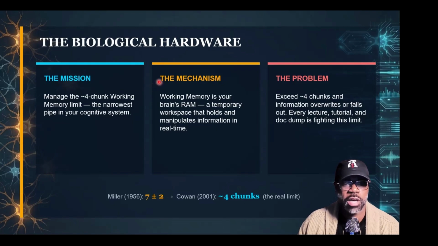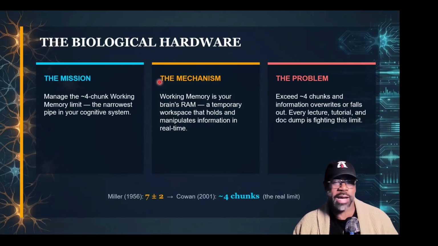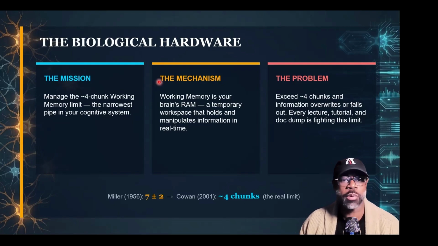Now, the mechanism itself is the working memory. It's the brain's RAM, the random access memory. It's a temporary workspace that holds and manipulates information in real time. You can think of it almost like short-term memory or cache. It's not information like, for example, your childhood memories. We're not talking about that. That's not working memory. That's more long-term memory.